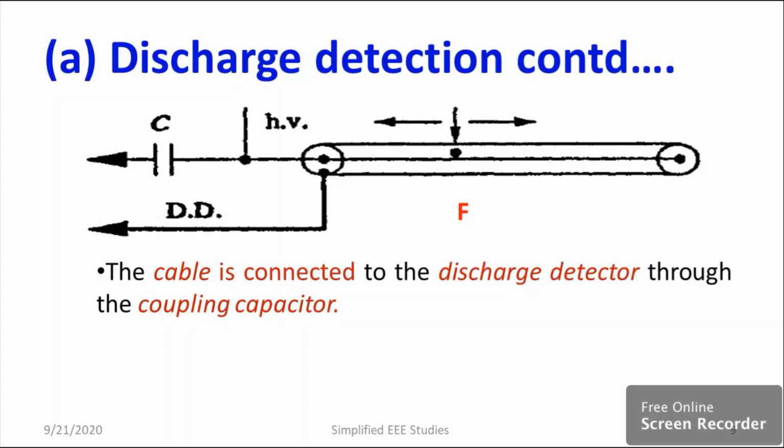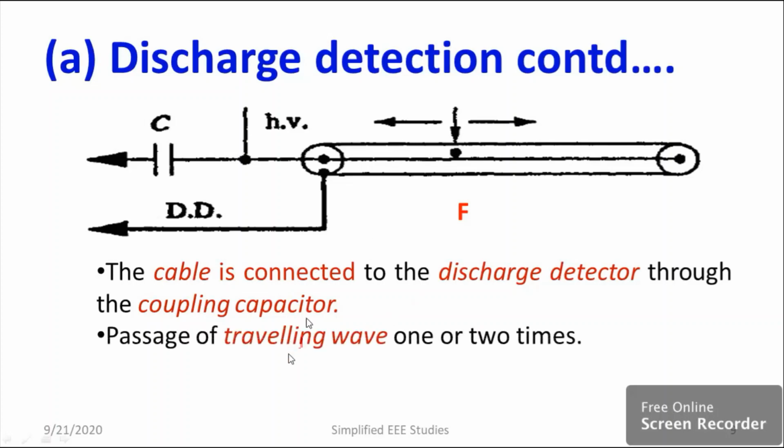Now what you are supposed to do is pass the traveling wave from one end of the cable to the other end of the cable continuously. The traveling wave is mainly used for testing purposes. Suppose the fault has occurred over here. When you are passing the traveling wave from one end of the cable to the other end, if the fault has occurred here, it will be reflected.